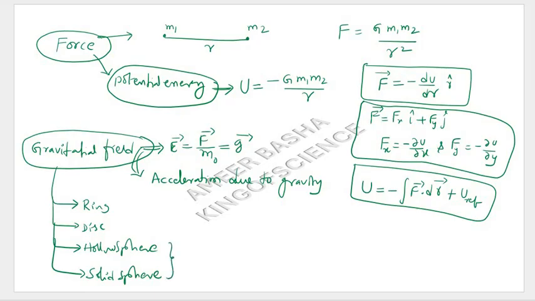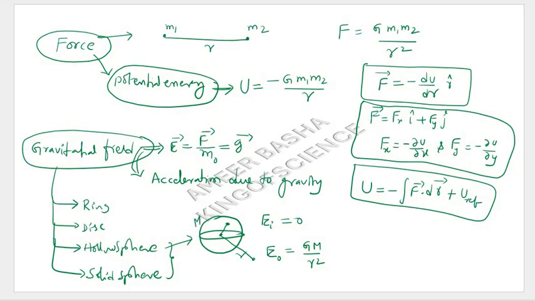Hollow sphere. For a hollow sphere, there are two points to be discussed. What about the inside points and what about the outside points? For a hollow sphere, at an inside point the gravitational field will be 0. For outside points, at a distance of r, the gravitational field will simply be G M divided by r square, where M is the mass of that hollow sphere.